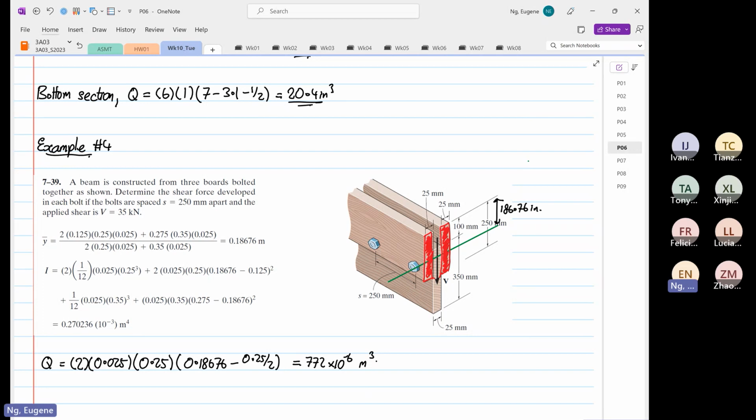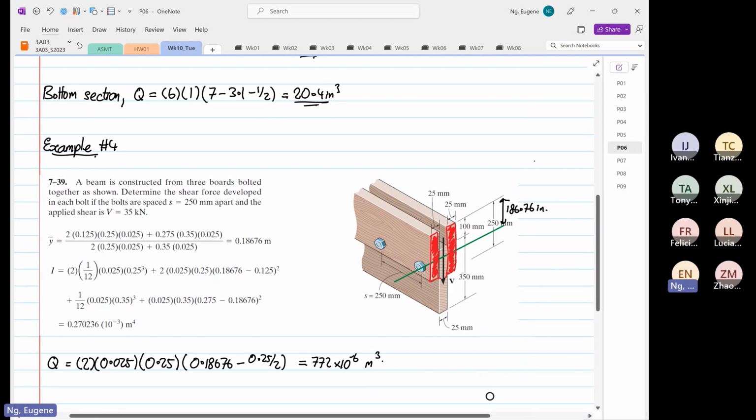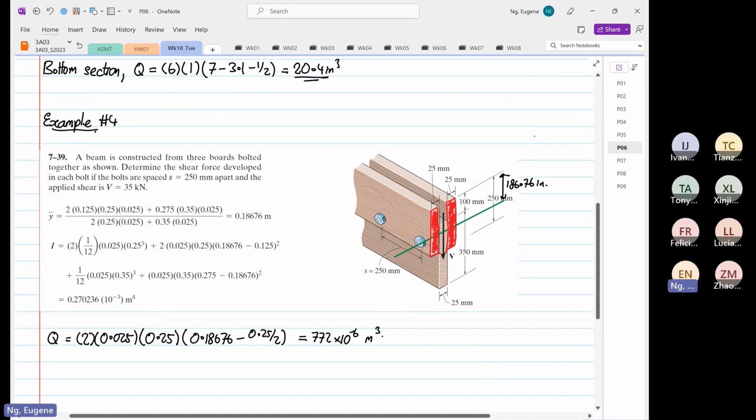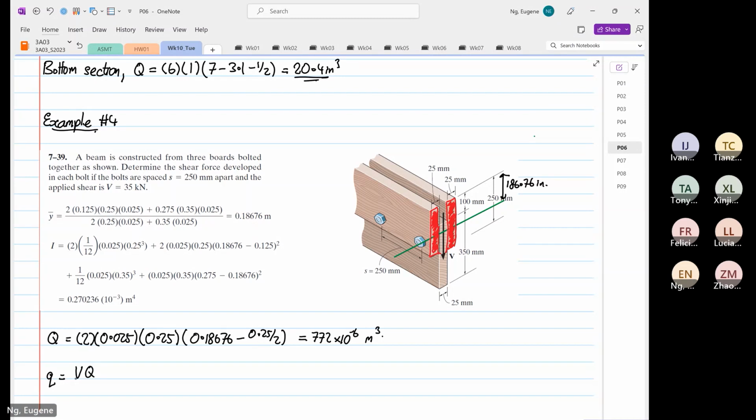Okay. So now, what does it want to calculate? We determine the shear force in each of the bolts. So this is a true bolt. So it's a double shear. So we know that q is equal to VQ over I, and this is equal to force resistance divided by spacing.